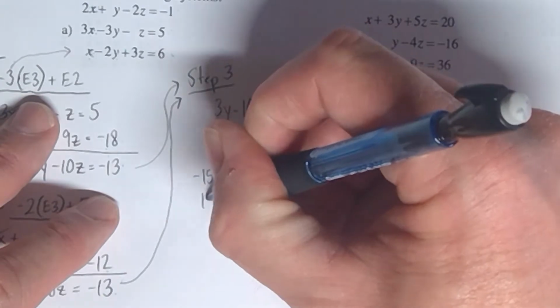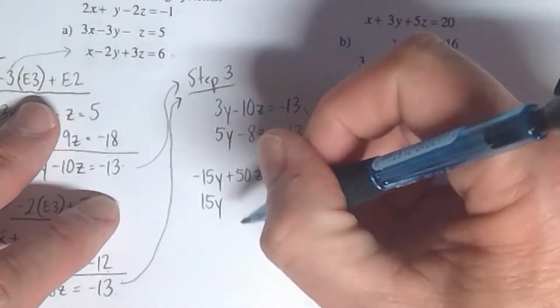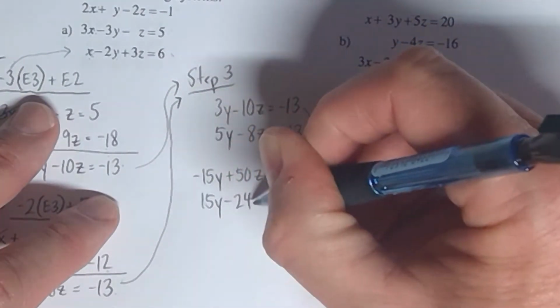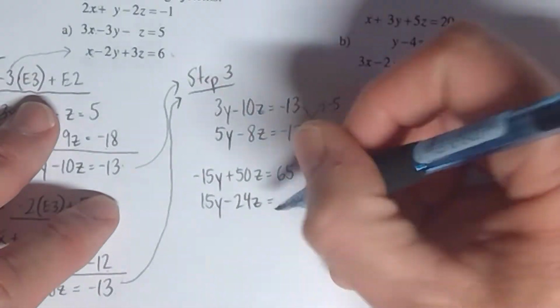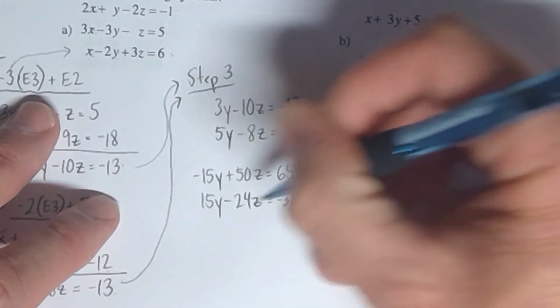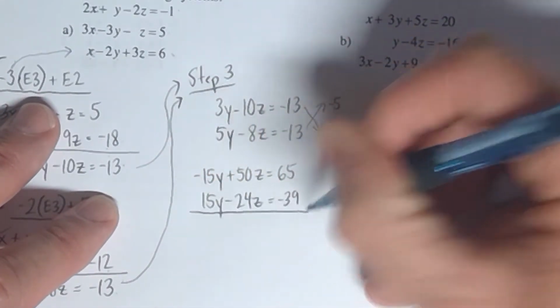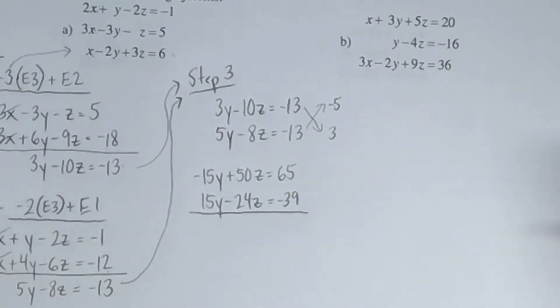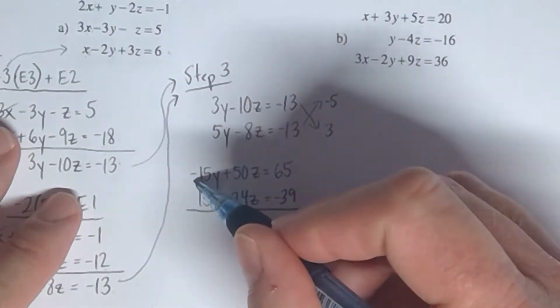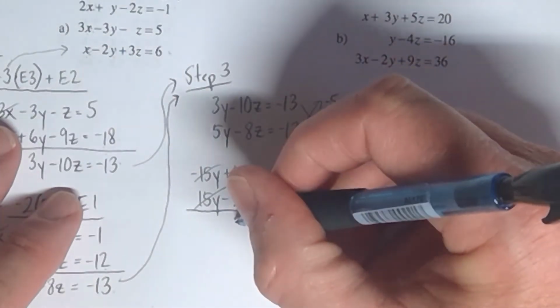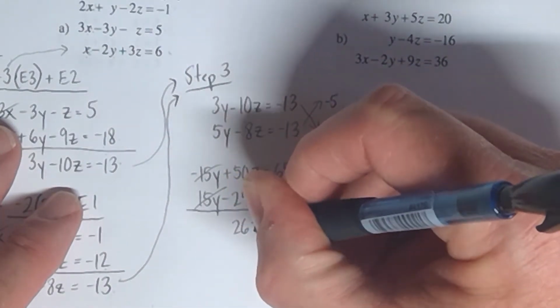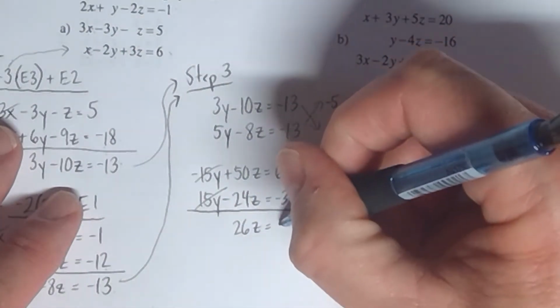I get 15y minus 24z, -39. And then, as we did in the elimination method previously, we then add the equations together. This is going to become 26z equal to 26.